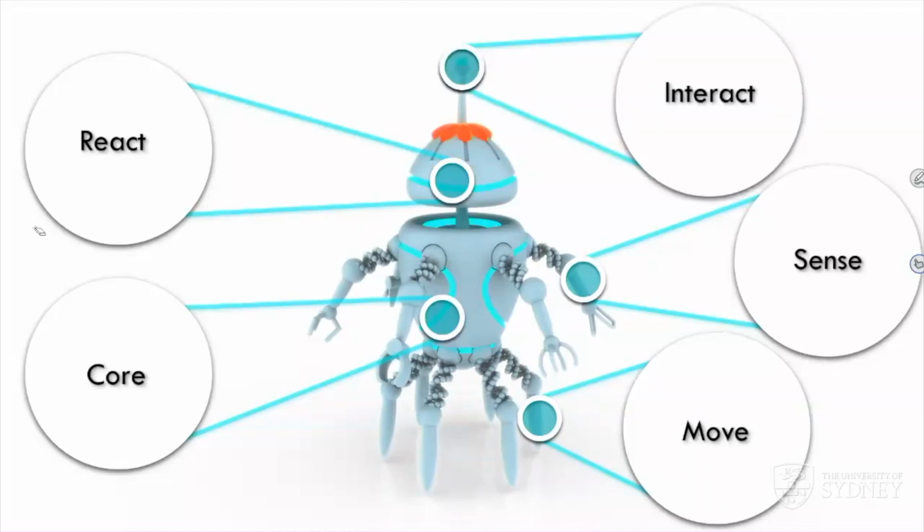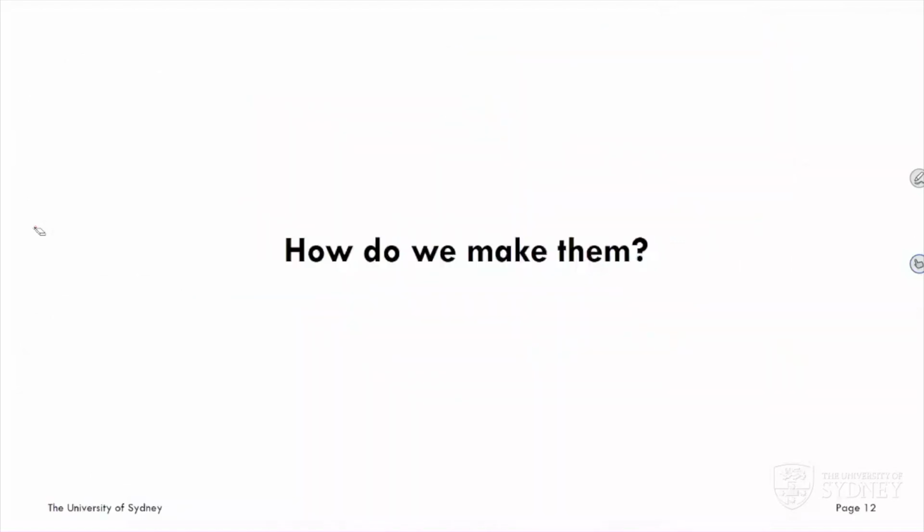And then something that I'm only going to talk about briefly at the end is that it needs to interact. So it needs to interact either with other nanorobots or with us. So for example, if there's something wrong in the body that it's detected, it needs to tell us about it. How is that going to happen? So that's the big picture. These are just pictures, though. How do we actually make them?